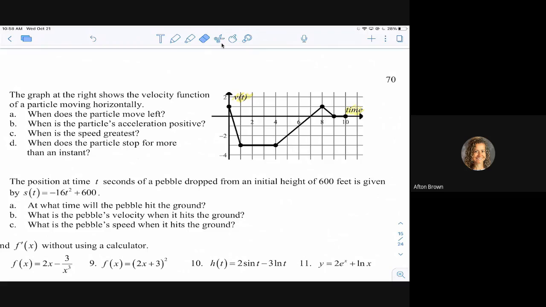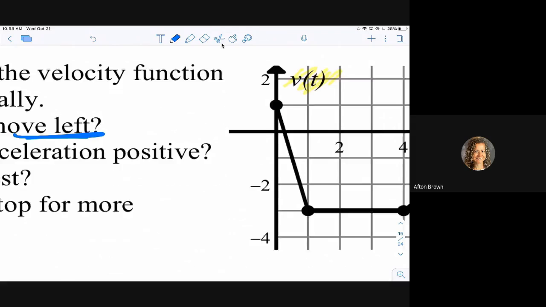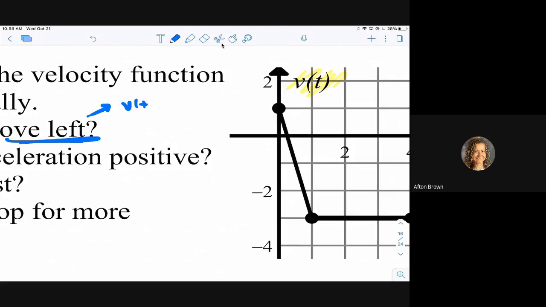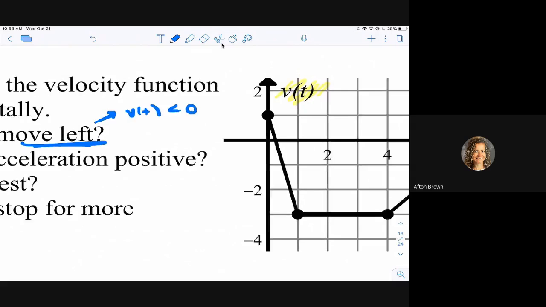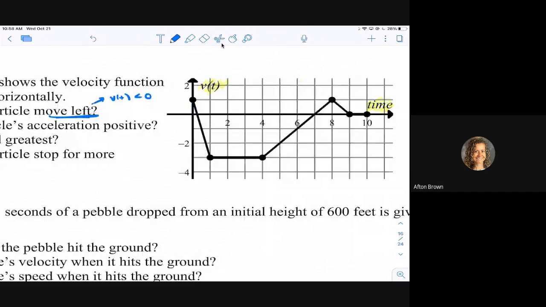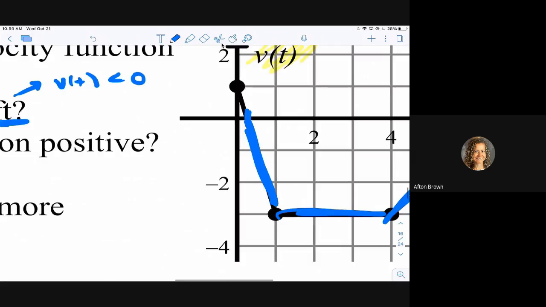Anytime I see move left or right, I know that's referring to velocity. It's moving to the left if velocity is negative. So velocity is negative anytime it's below the x-axis. So that's from this time to this time. That x-intercept is easy. What's that one? Guess what? We have to know for sure. I don't want just an estimate. How do I know for sure what that x value is? What was your estimate? What would be a reasonable estimate?